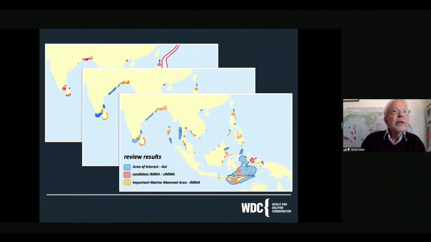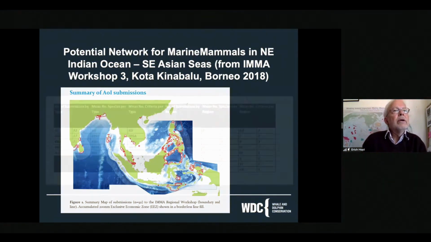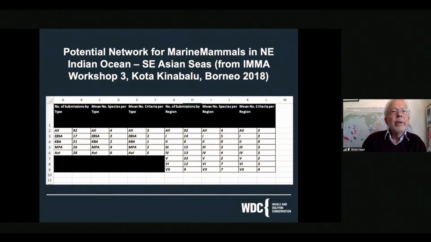I think this is a pretty interesting way to look at a potential network for marine mammals in a given region. If you look here at all the areas, 17 EBSAs, 21 KBAs, 26 MPAs, 28 AOI, they all have marine mammal content, and we could really consider all of them as part of the resource that we have available, even though only relatively few of those become IMAs.